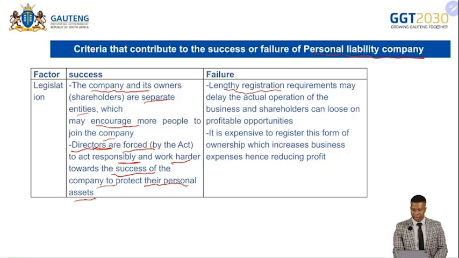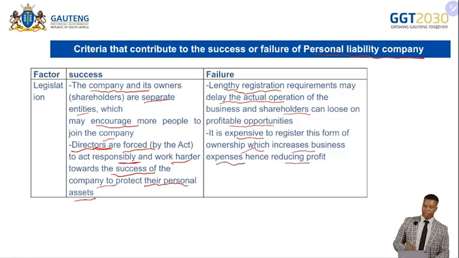Then there is the lengthy registration required to register this company, which will delay the actual operations of the business, and shareholders can lose profitable opportunities. It is expensive again to register this form of ownership, which increases the business expenses, hence reducing the profit.